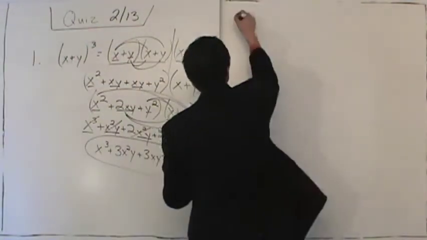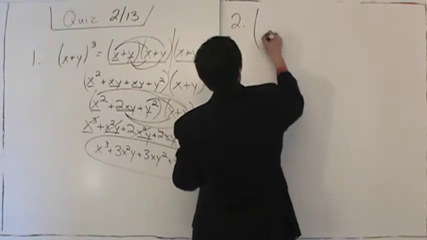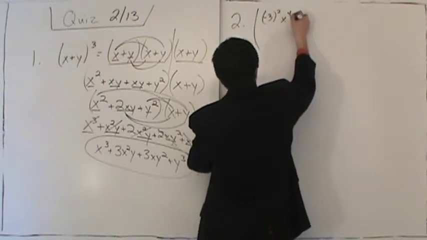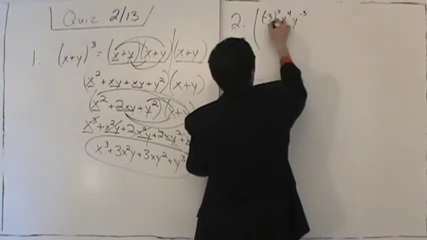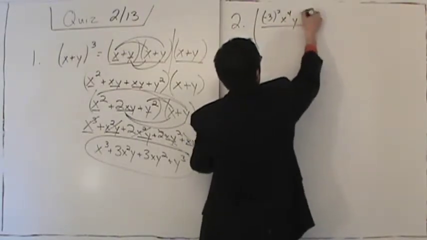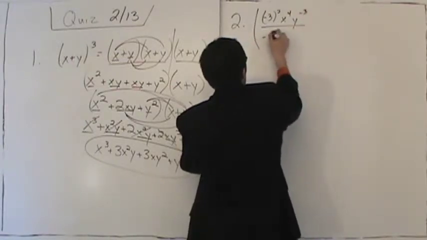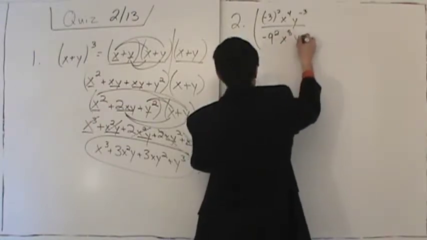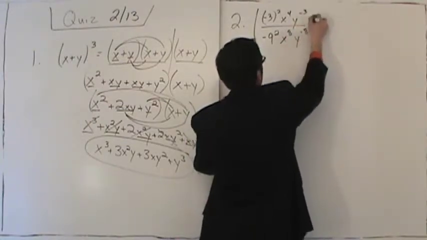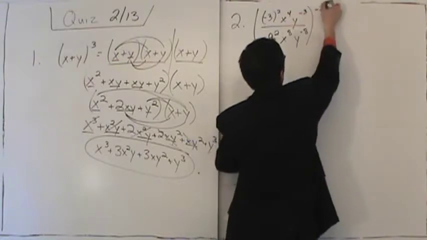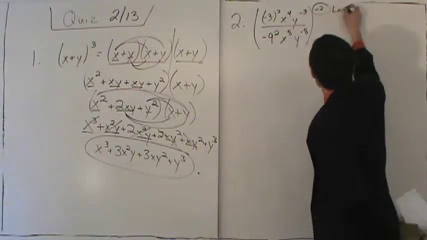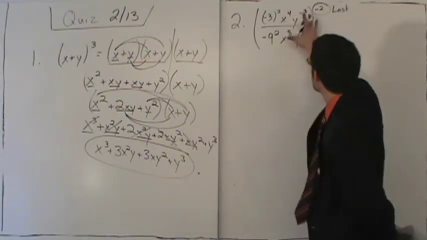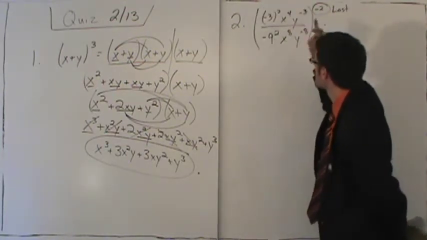Problem number 2 says quantity negative 3 squared, x to the fourth, y to the negative third, all over negative 9 squared, x to the eighth, y to the negative 8th power, all this to the negative 2 power, reminding you we deal with outer exponents last. Do you see any addition in this problem? Hopefully you say no. We are seeing just multiplication and division, so we're using laws of exponents.